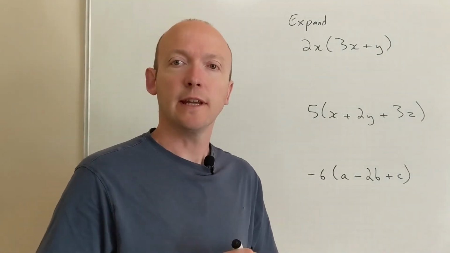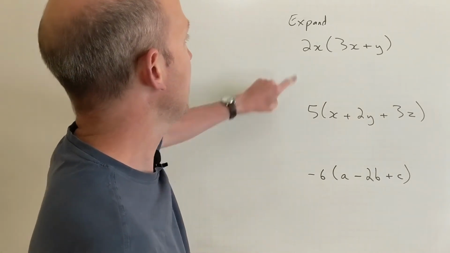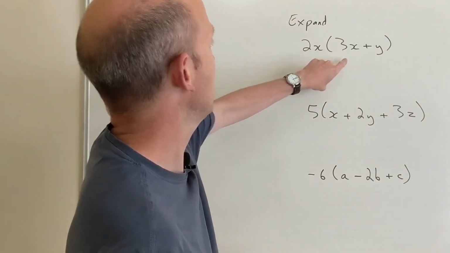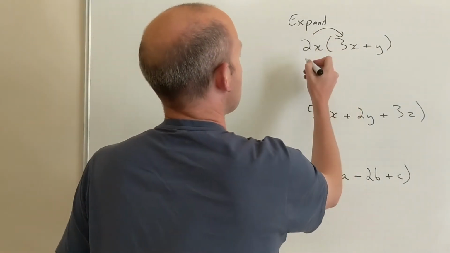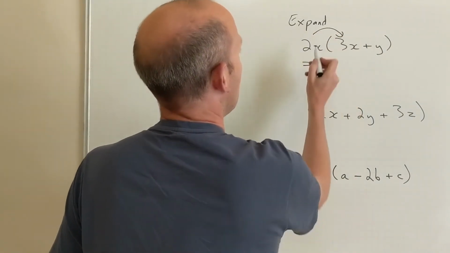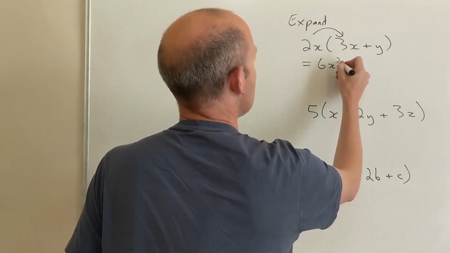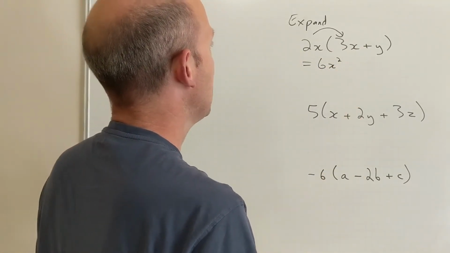Okay, last 3 questions for today. So start off with this one here. We've got 2x times 3x to begin with. Let's put my arrows in over here. Well, 2 times 3 is 6, and x times x is x squared. That gives us 6x squared.